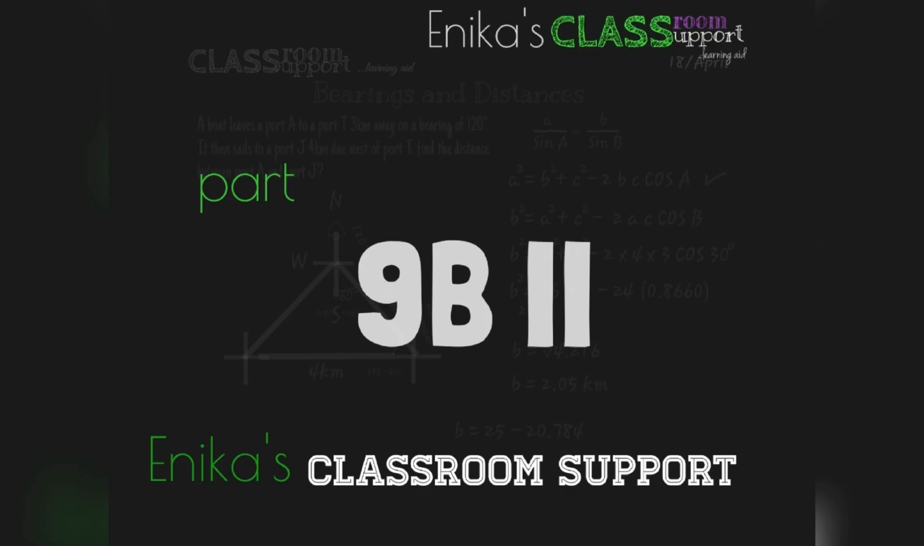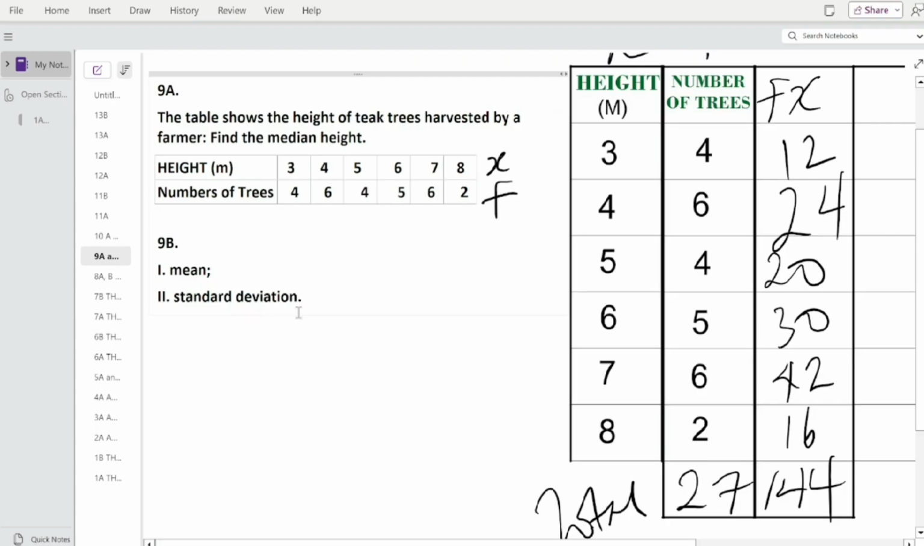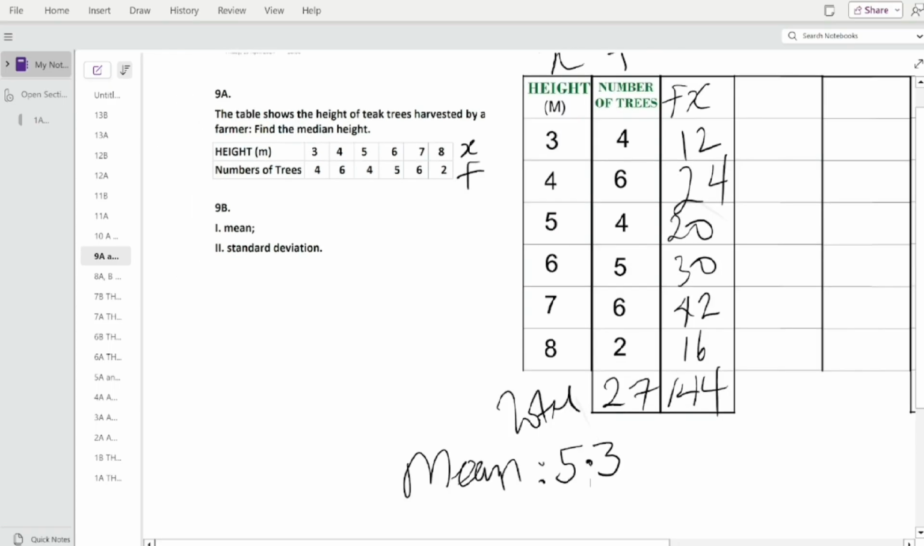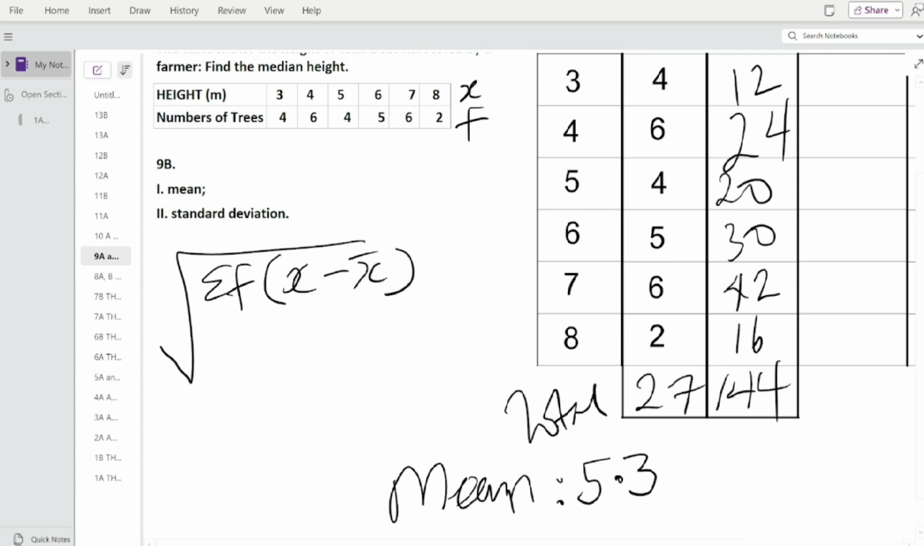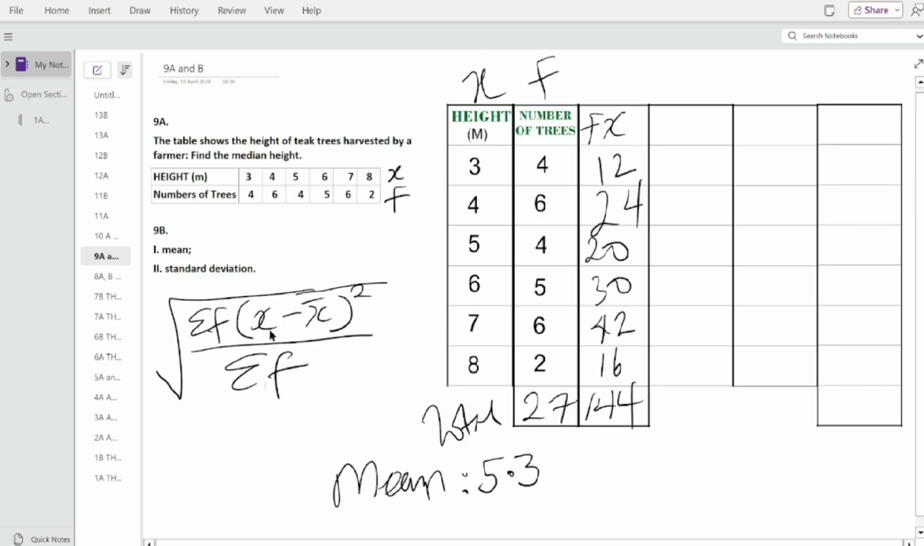The next question, 9bii, says find the standard deviation of the table. And for us, there's a formula for finding standard deviation. The formula says square root of summation frequency into open bracket x minus x bar close bracket all squared over the summation of the frequency. We have our formula, then we'll start by x minus x bar, or x minus the mean. We square it, then we multiply it by the frequency, add it all together over the summation of the frequency, which is 27, as we found before.